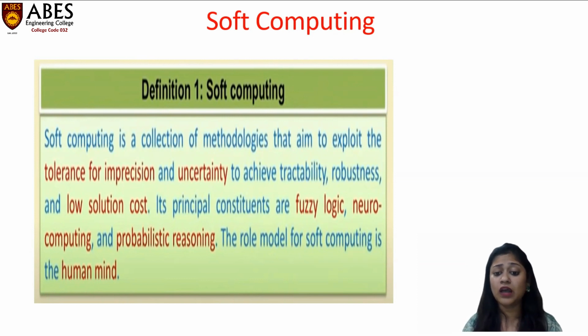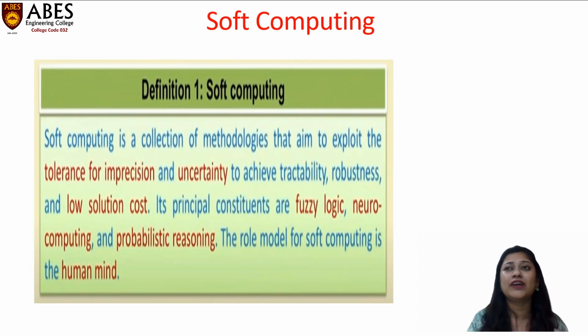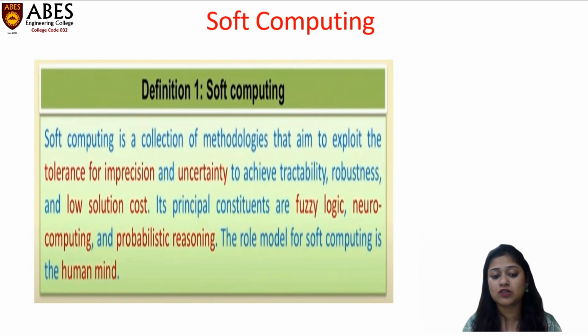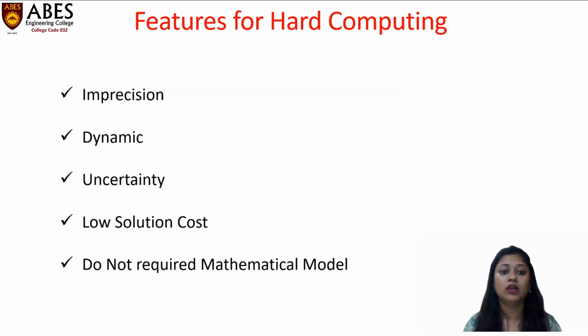The most important thing is that the role model of soft computing is our human mind. The mind works accordingly, and we try to solve each and everything accordingly. The same concept we provide to our machine so that it will work accordingly. So the role model for soft computing is our human mind. Next, the features of soft computing.